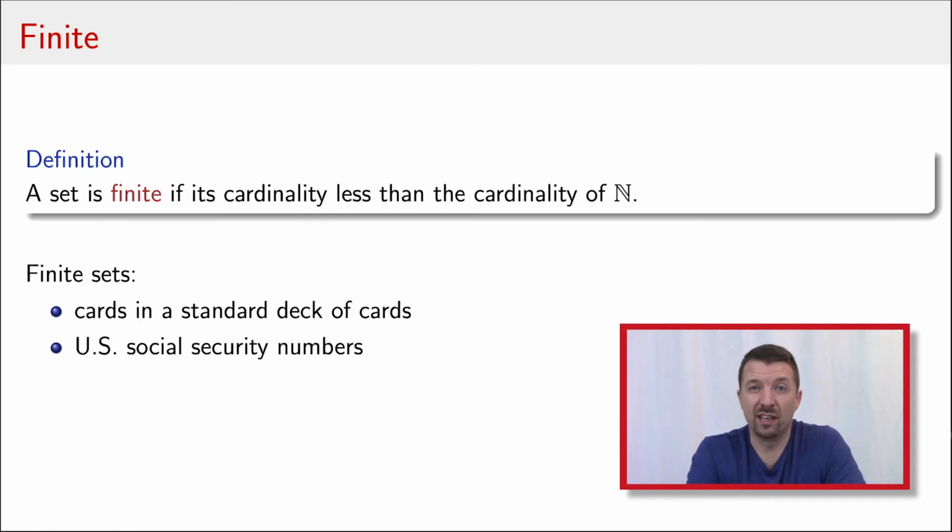U.S. Social Security numbers. Social Security numbers are a 9-digit number using the digits 0 up to 9. And there are some combinations that you can't use in order to get Social Security numbers. But we have at least an upper limit on that number. And this is a large set. That is, the number of different Social Security numbers is large, but it's not infinite, right? It still ends at some point, and therefore it's finite.